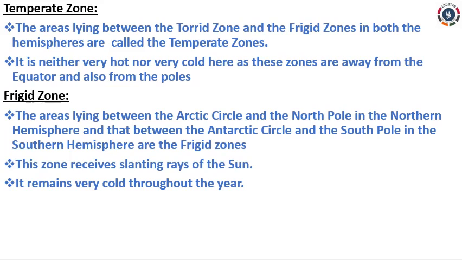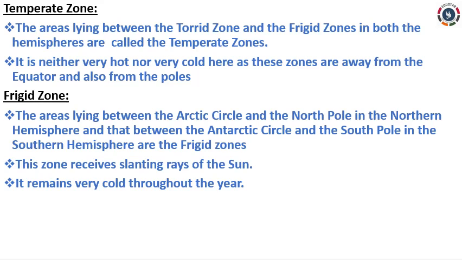Temperate zone. The areas lying between the torrid zone and the frigid zone in both the hemispheres are called the temperate zone. It is neither very hot nor very cold here, as these zones are away from the equator and also from the poles.